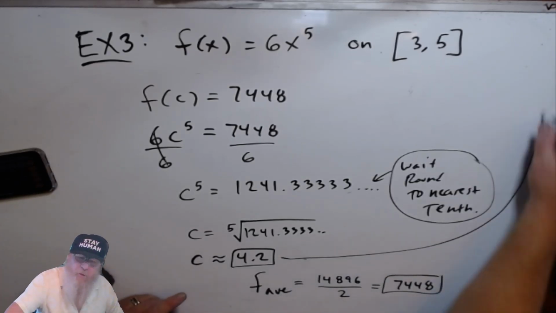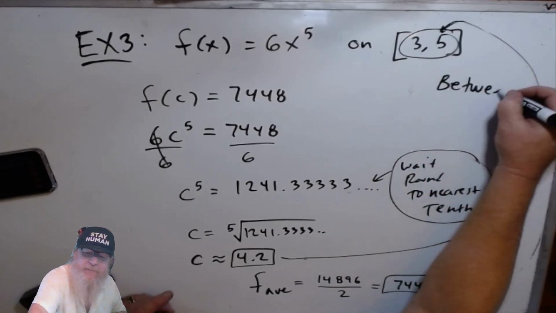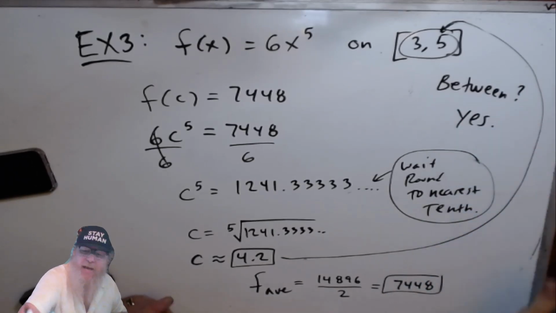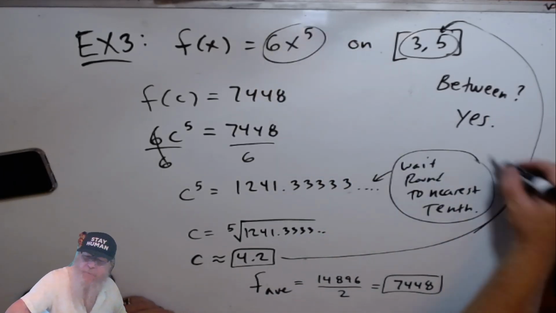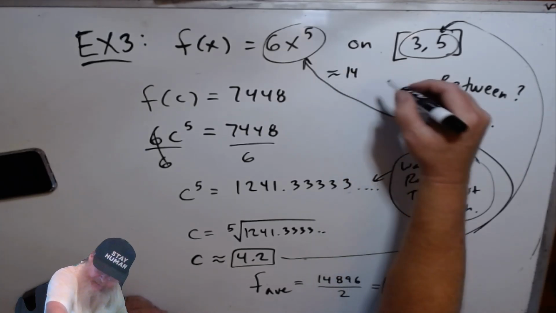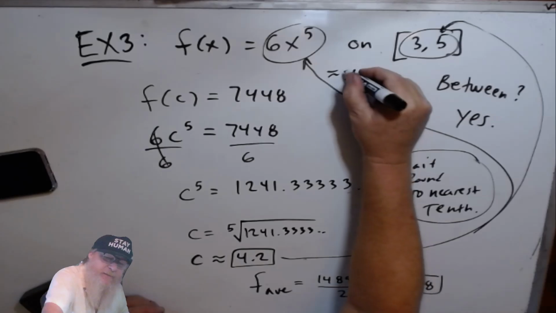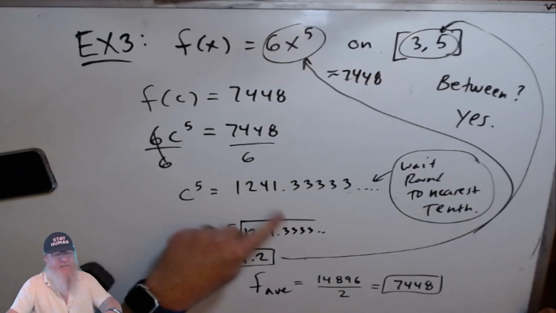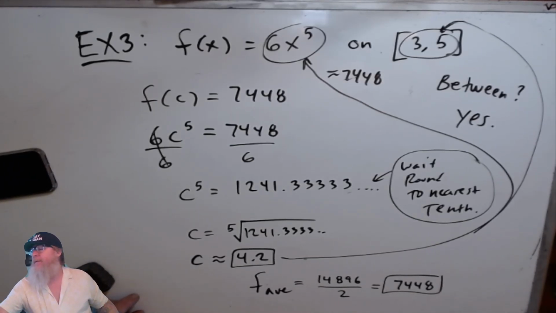If you took 4.2, make sure it's between. Yes, it is. And then you could also make sure that if you plugged it in, do you get approximately 7,448? I'm not going to do that for you. Because we rounded, you won't get exactly 7,448, but you'll get something close to 7,448.